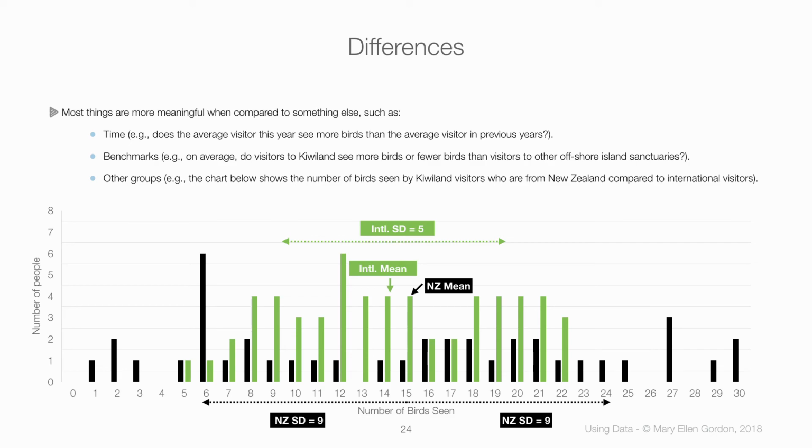We might also want to compare to other groups, as we did here, comparing the New Zealanders to the international visitors. Other common examples of those looking for differences between groups are things like men versus women, or younger people versus older people, or things like that.